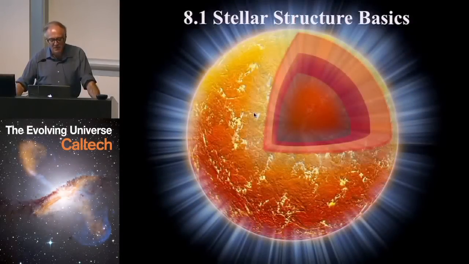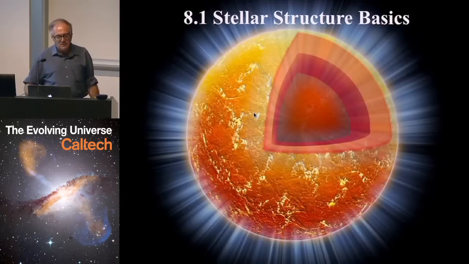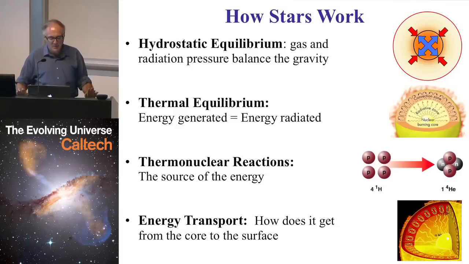So first, let's start with some basic ideas about how stars work. There are four important ideas or issues to consider. First, since most stars seem to last a very long time, that means they're stable. And that, among other things, means they have to be in hydrostatic equilibrium. And that means that gas pressure inside stars has to balance the gravity that tries to keep the star together.